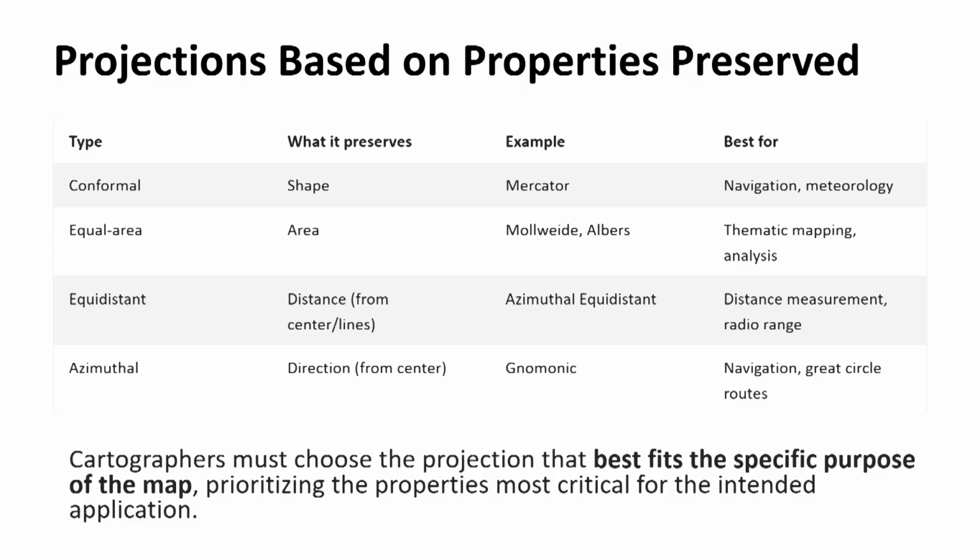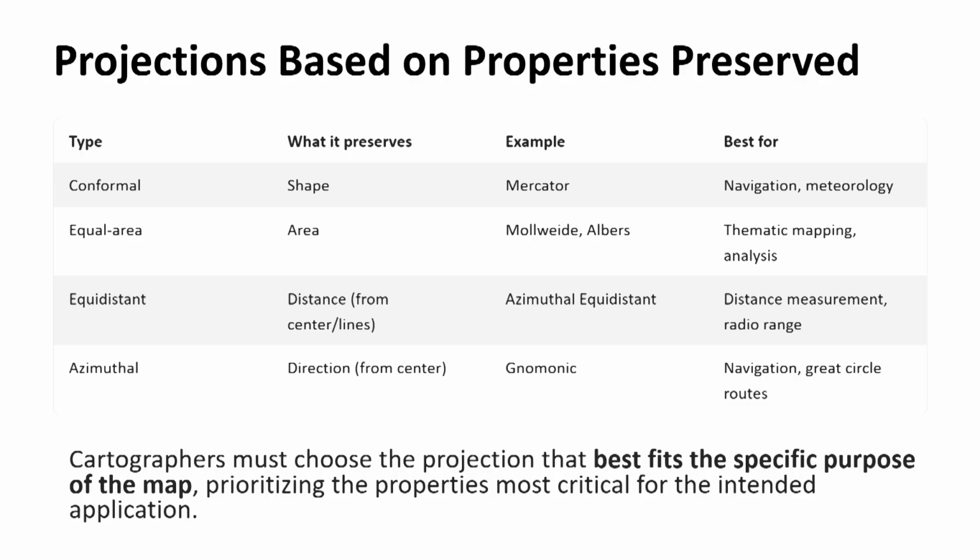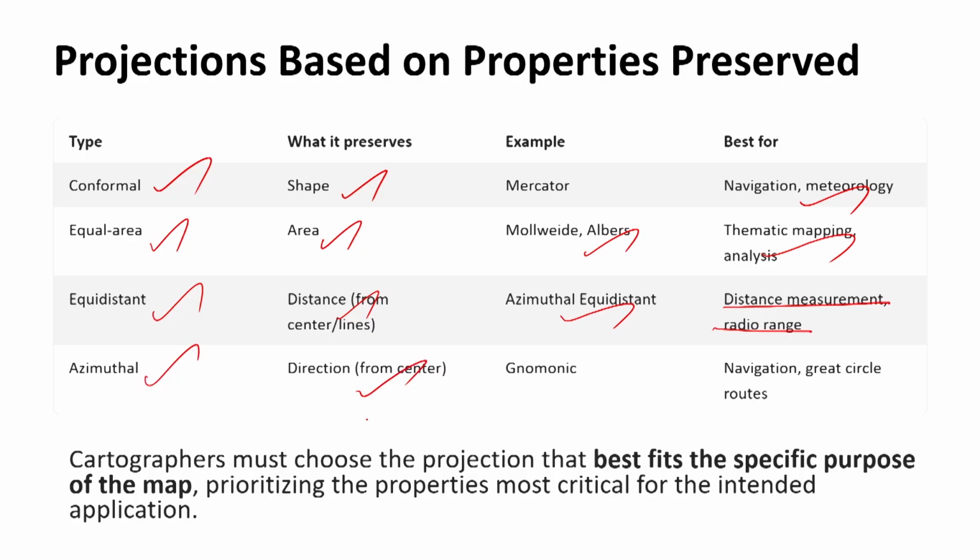So, we are done with the distortions. This is the overall picture, the overall table, which will make you understand very clearly. Conformal retains shapes, for example Mercator, for navigation and meteorology. Equal area preserves area, for example Mollweide projection and Albers for thematic mapping. Equidistance preserves distance from the line; using azimuthal equidistant, we can preserve distance measurement and radio range. Azimuthal preserves direction, for example gnomonic projection, for navigation and great circle routes.